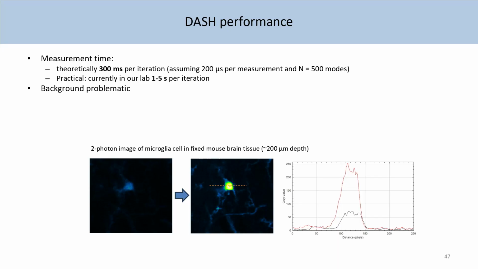The mirror can do 20 kilohertz, so I'm not saying we can do it 20 times faster, but I think we can do it 10 times faster. So in principle, we could go down to 1 second for correcting 500 spatial modes. This is when you really push it.